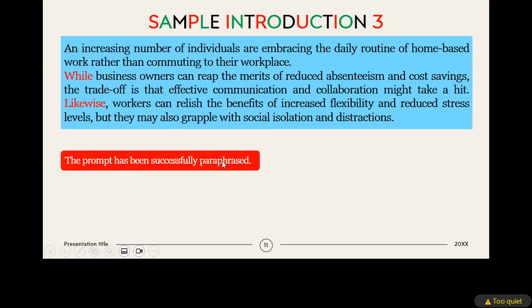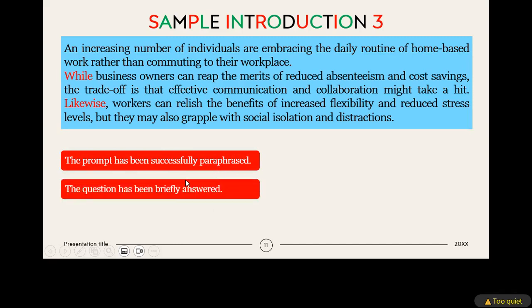Okay, now for this one, the prompt has been, as we said, paraphrased. We added a qualifier: the prompt has been successfully paraphrased. And here we have the question has been briefly answered. You see here, I answered the question. Now, for example, business owners can reap. Now, this is about the advantages. First thing, reduced absenteeism and cost saving. That is the first part. What are the disadvantages? The trade-off. I know that I'm going to talk about the disadvantage now is that effective communication and collaboration might suffer or might take a hit.